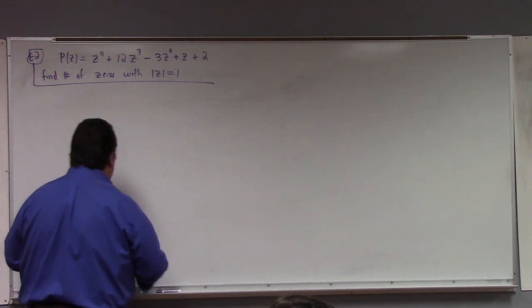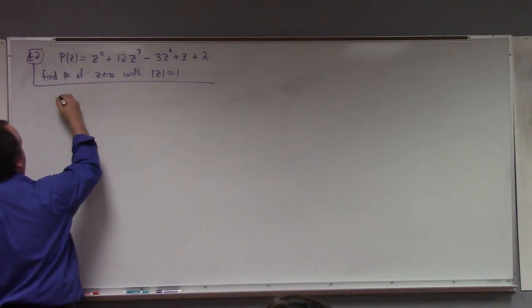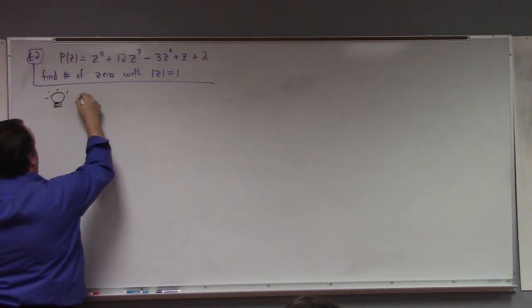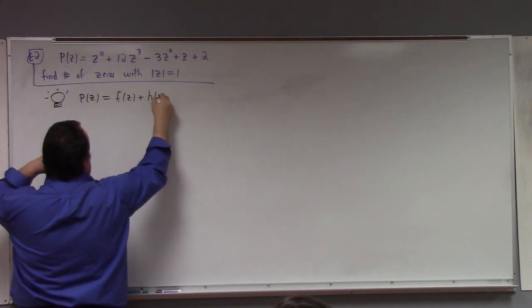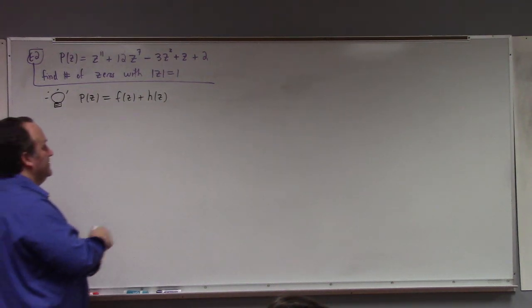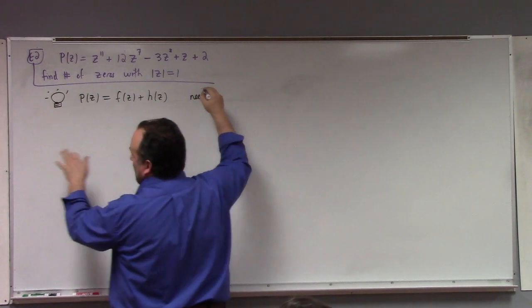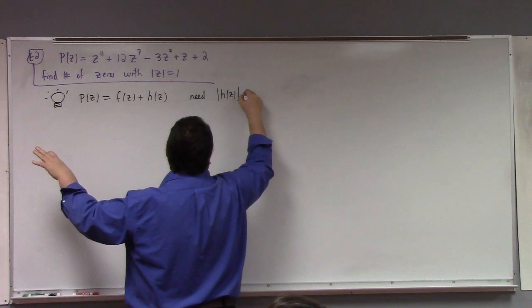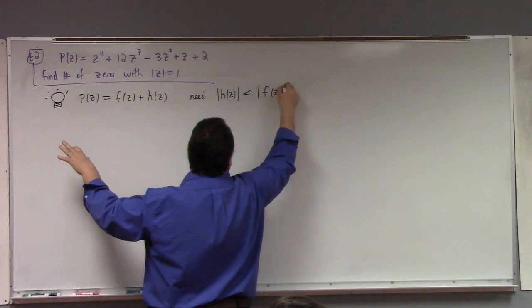So what do you guys think? What should we do here? So you think of the idea, all right, is that p of z is going to be our f of z plus h of z. And we're going to use Rouche's theorem, right? And we need what? We need that, what's the condition? We need that the perturbation, the extra piece, the h of z, has to be strictly less than the f of z, whatever that is. Right?